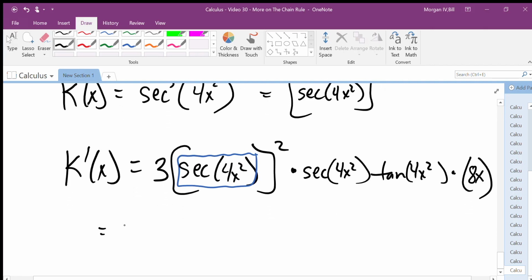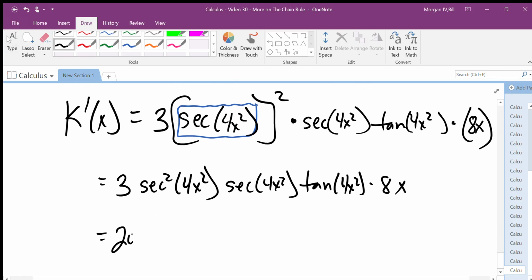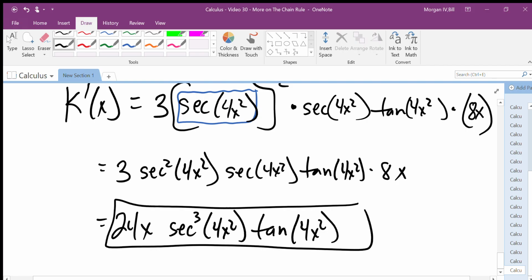And after all that, we get 3 secant squared of 4x squared, secant of 4x squared, tangent of 4x squared times 8x, which if I simplify this is 24x secant to the third of 4x squared, because secant squared times secant, and then tangent of 4x squared. There you go. Chain rule inside of a chain rule.